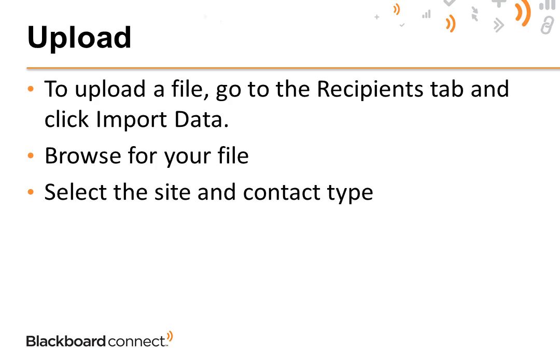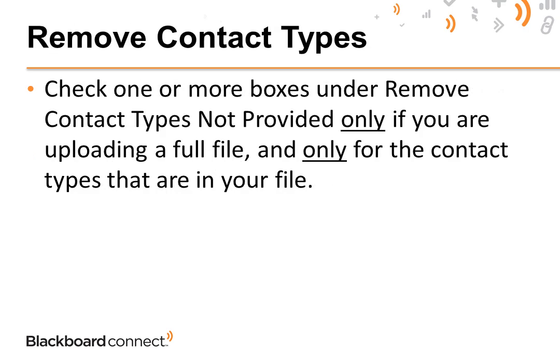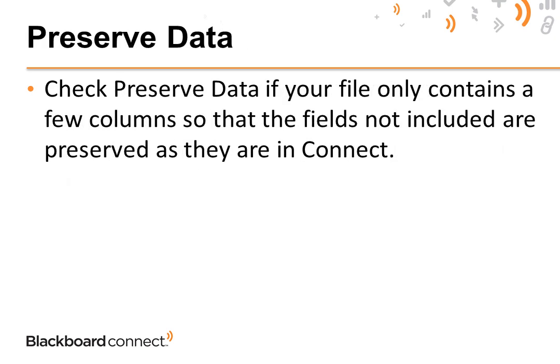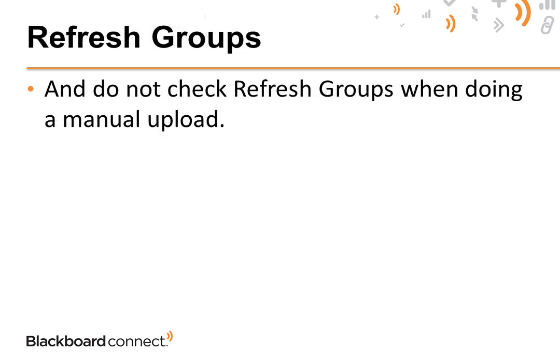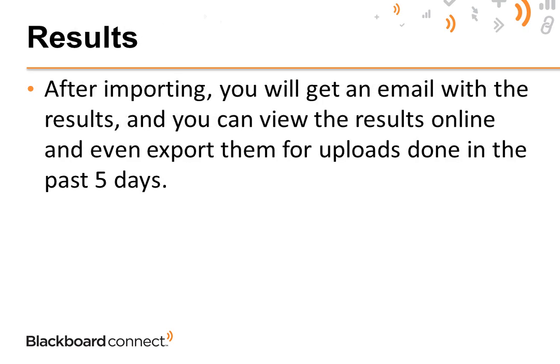Check one or more boxes under Remove Contact Types Not Provided only if you are uploading a full file, and only for the contact types that are in your file. Check Preserve Data if your file contains only a few columns so that the fields not included are preserved as they are in Connect. And do not check refresh groups when doing a manual upload. After importing, you will get an email with the results, and you can review the results online and even export them for uploads done in the past 5 days.